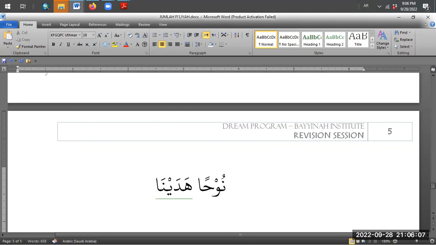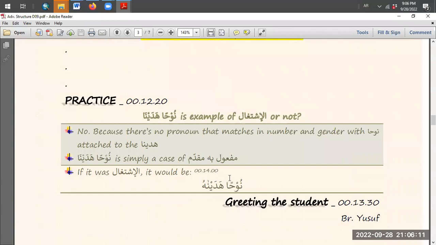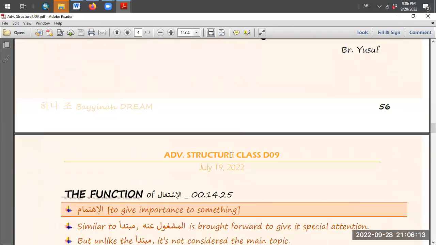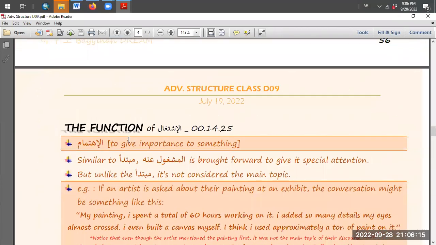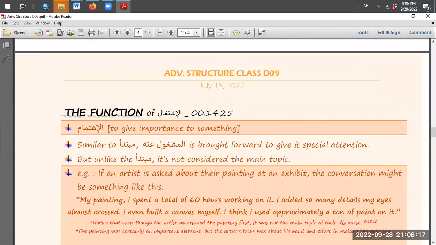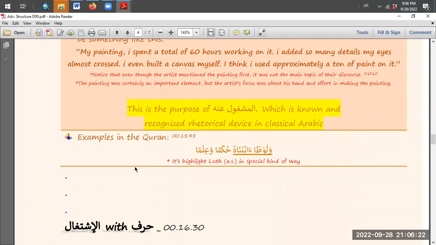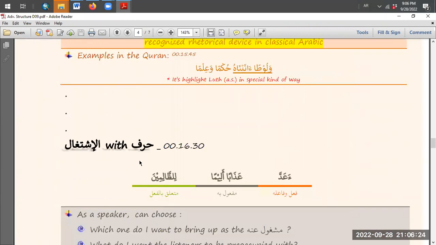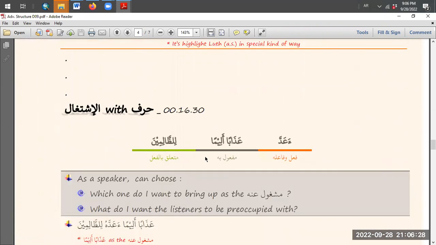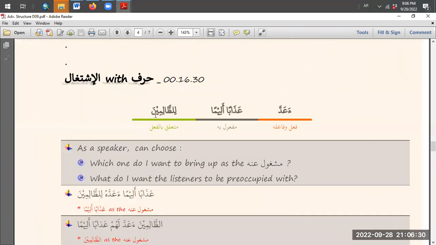But this is not ishtighal. Okay. The function of ishtighal is the same thing. Ishtighal with half. Okay, we haven't talked about this.